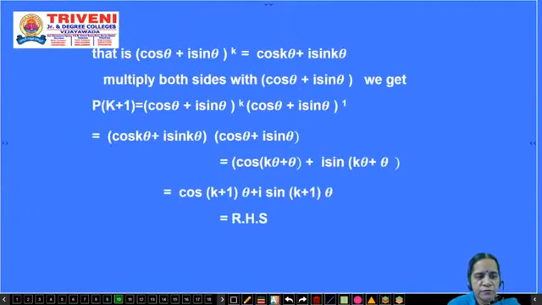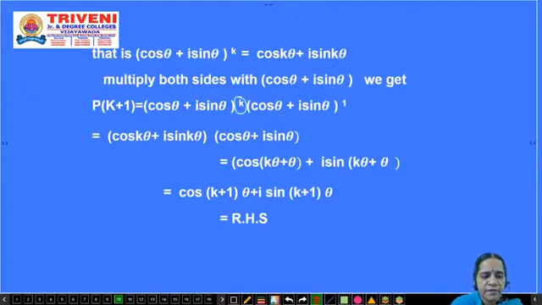Let us assume that n is equal to k. That is, P of k: (cos theta plus i sin theta) whole power k is equal to cos k theta plus i sin k theta. Now we multiply both sides by cos theta plus i sin theta to get P of k plus 1. On the LHS, (cos theta plus i sin theta) whole power k into (cos theta plus i sin theta) whole power 1. On the RHS, (cos k theta plus i sin k theta) into (cos theta plus i sin theta).